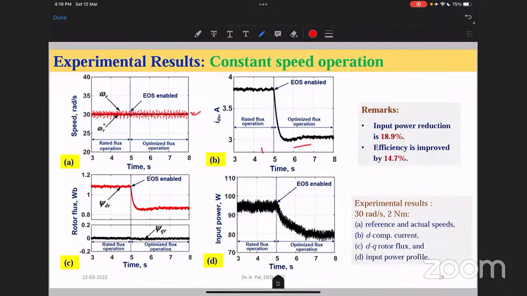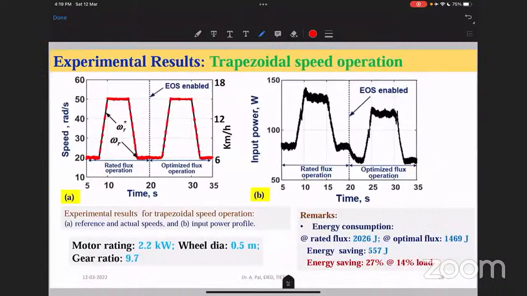The rotor flux orientation is intact, and for the power requirement, here we have seen the power reduction is 18.9% and the efficiency improvement is 14.7%. So these are the efficiency improvements. Further, I have tested another speed pattern, the trapezoidal speed pattern.